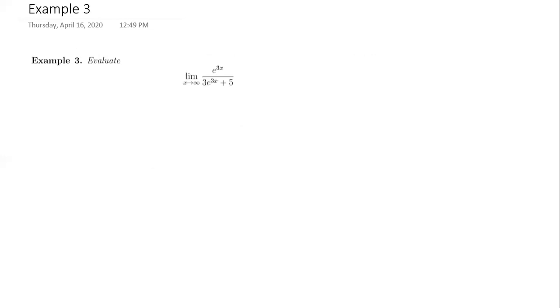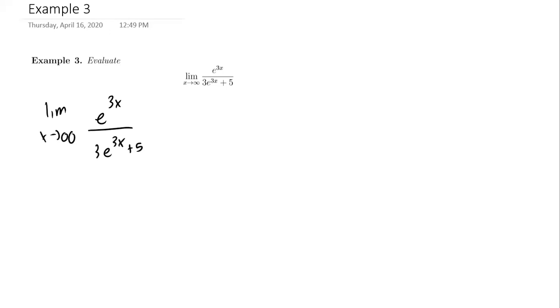Okay, let's go ahead and see an example. We want to find the limit as x approaches infinity of e to the 3x divided by 3e to the 3x plus 5. Let's write it out. Limit as x approaches infinity of e to the 3x divided by 3e to the 3x plus 5.